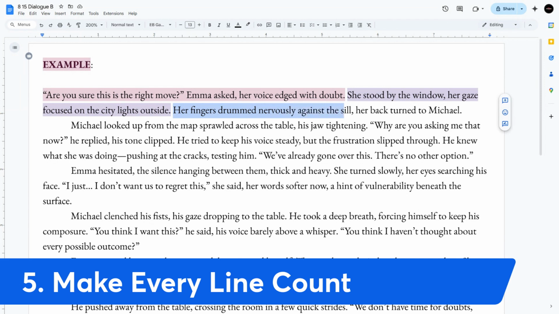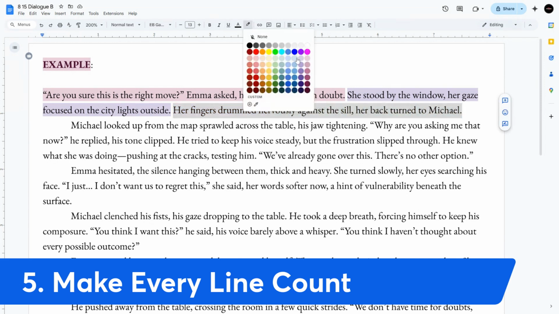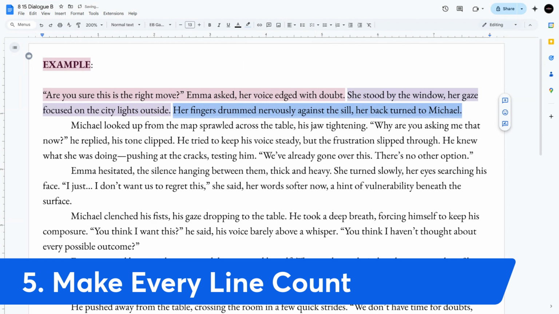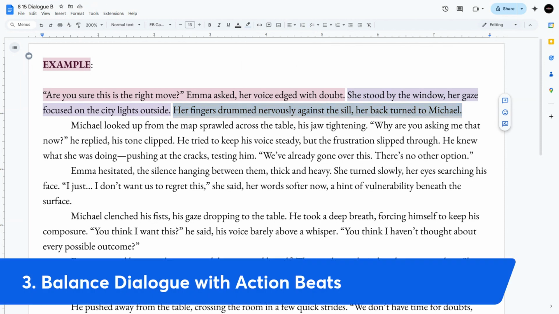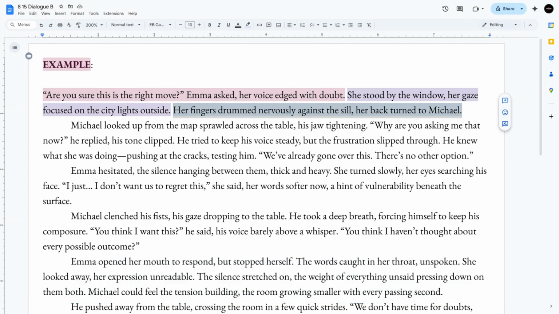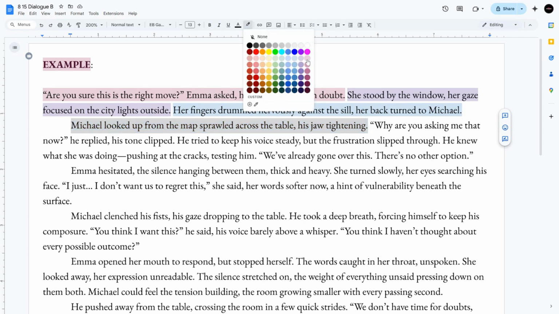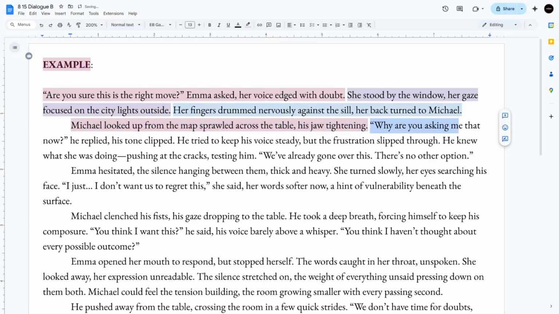Her fingers drummed against the walls. Back to Michael. This is plot and character, but it's also balancing dialogue with action beats. Okay. Now, Michael looks up at the sprawling table. His jaw tightens. Okay. "Why are you asking me that now?" he replied, his tone clipped.